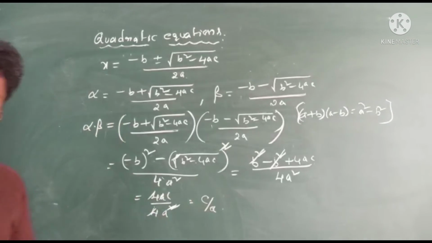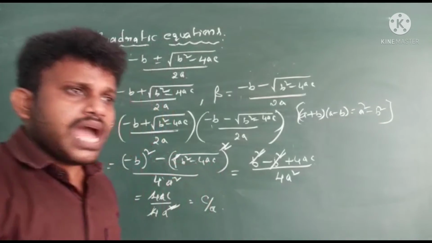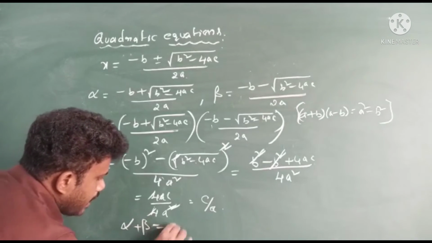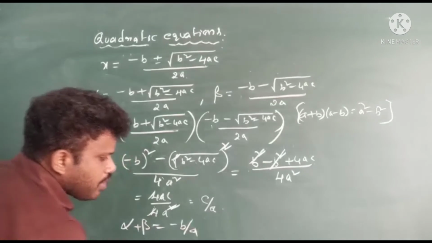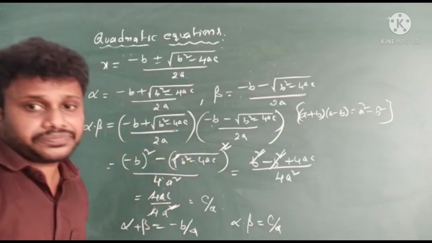Now we have discussed sum of the zeros and product of the zeros. The formula for sum of the zeros is alpha plus beta is equal to minus b by a. The formula for product of the zeros, alpha into beta is equal to c by a.